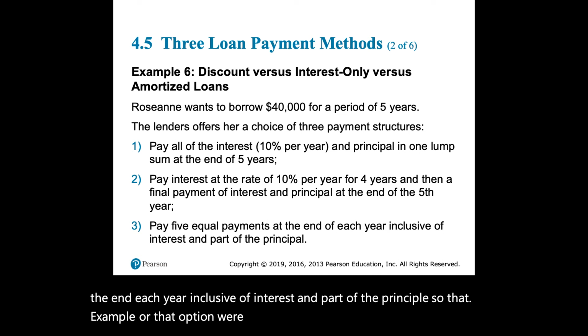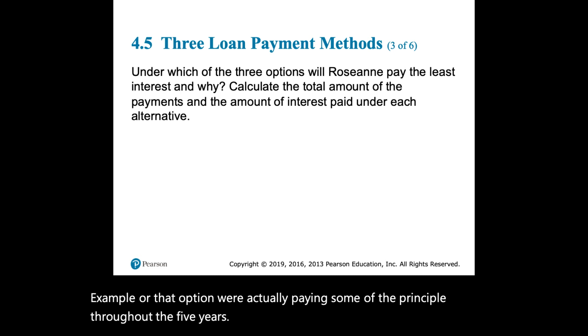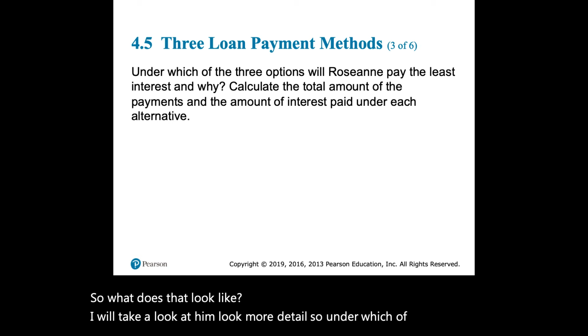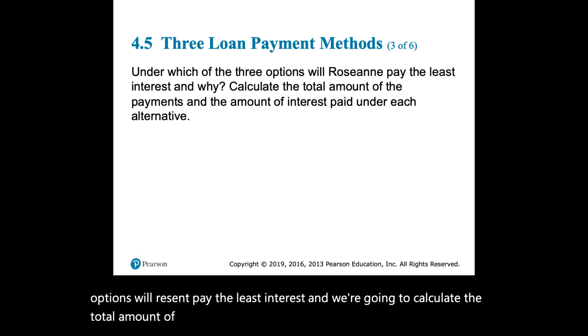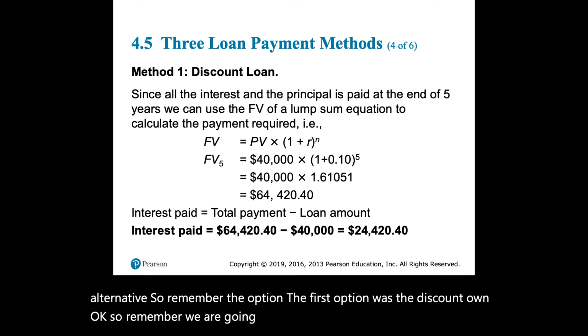So what does that look like? Well, let's take a look at it in a little more detail. Under which of these three options will Roseanne pay the least interest, and why? We're going to calculate the total amount of payments and the amount of interest paid under each alternative. Remember, the first option was the discount loan. We're going to be paying everything at the end, not paying anything throughout the 5 years until the end of the loan.